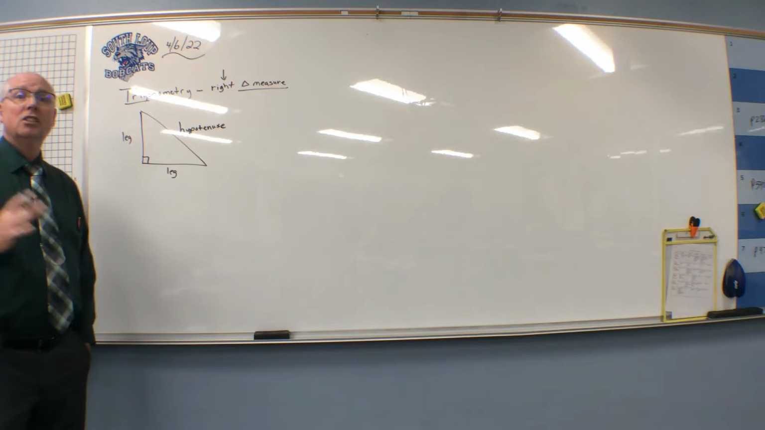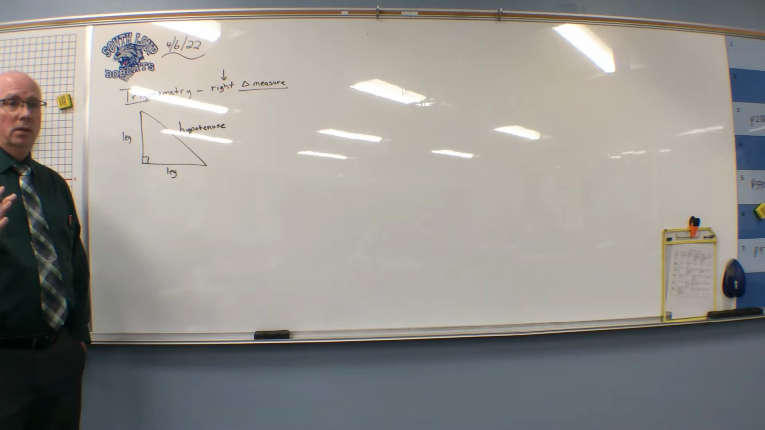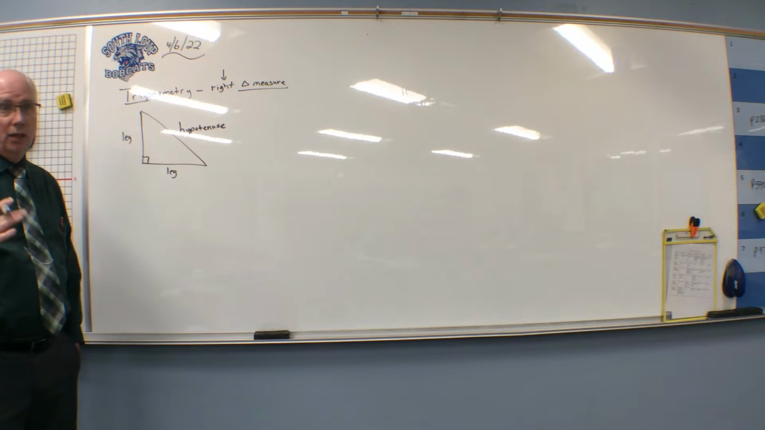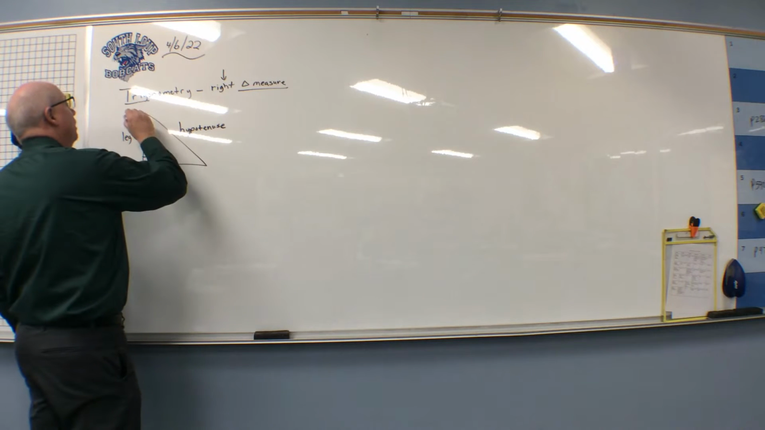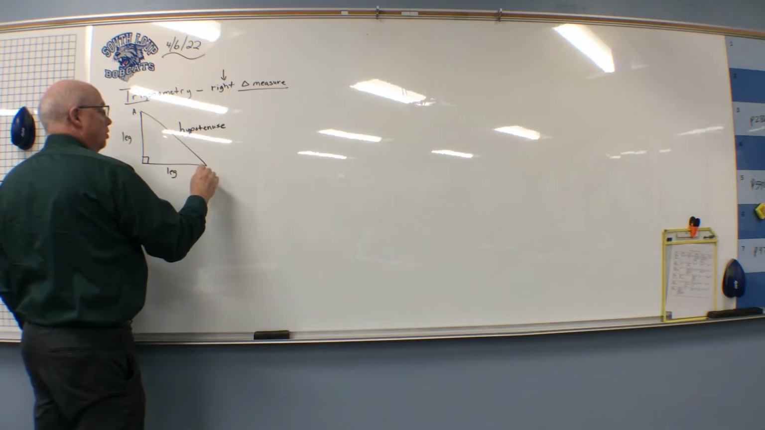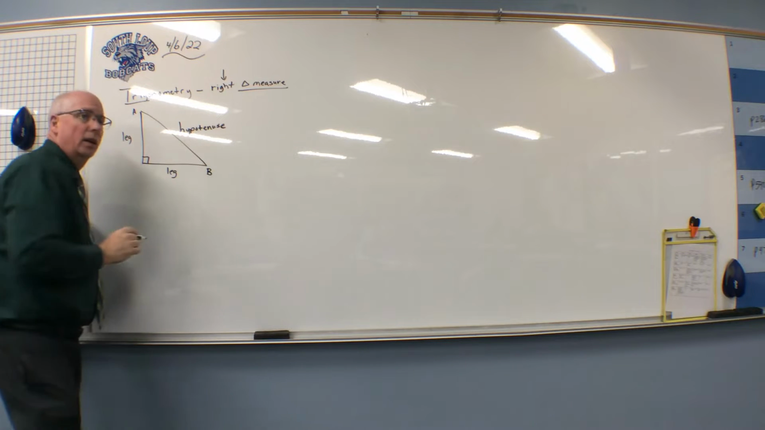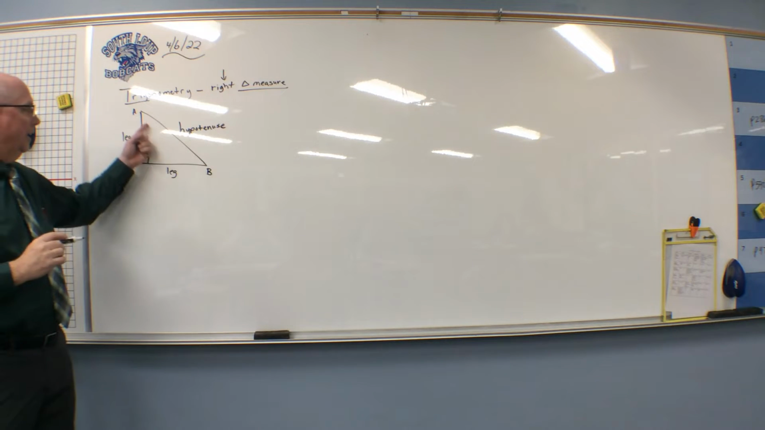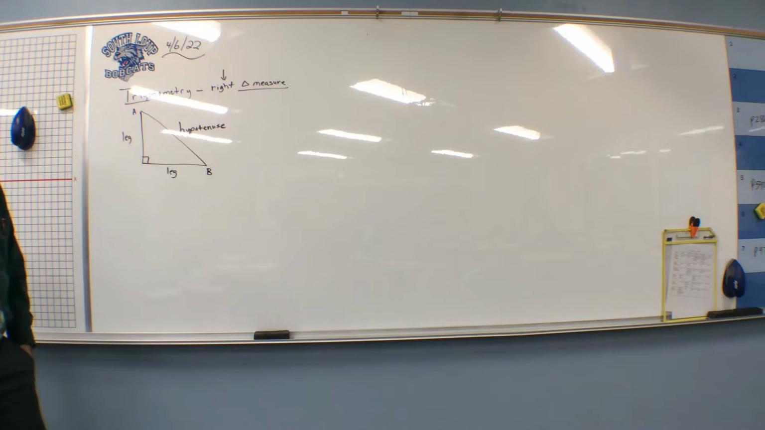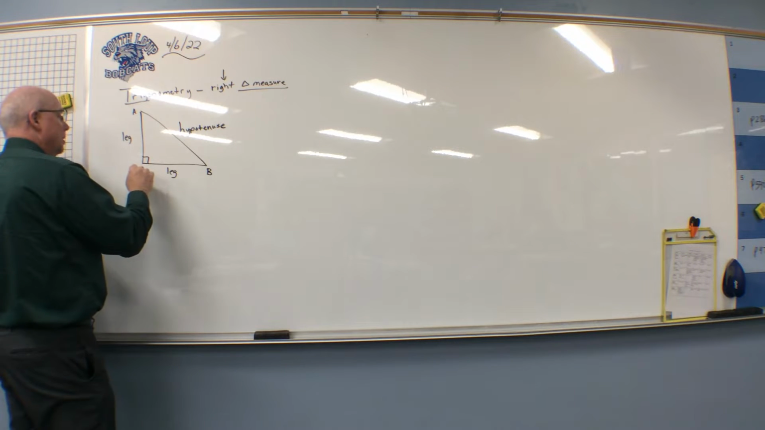The hypotenuse is the longest side, always. The two legs do not have to be equal. They can, but they don't have to be. We label a right triangle's two angles, what we call complementary angles, because they add up to 90 degrees, as capital A and capital B. Most of the time, this is capital C.